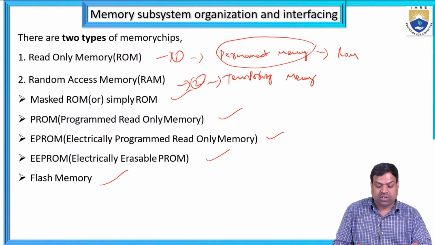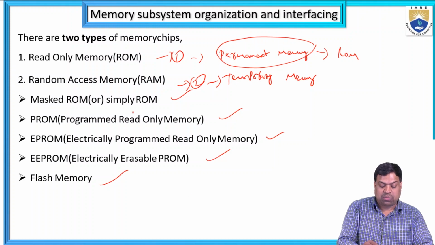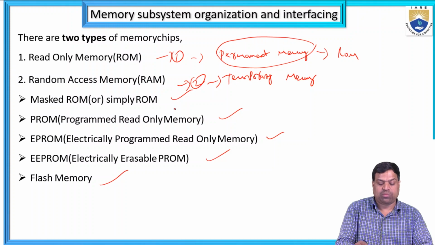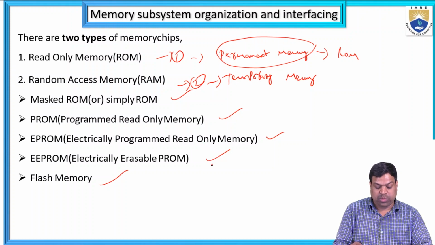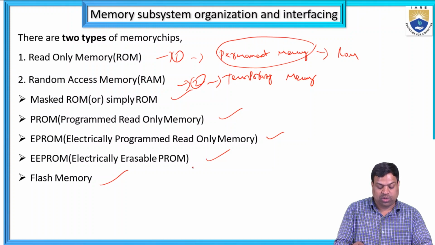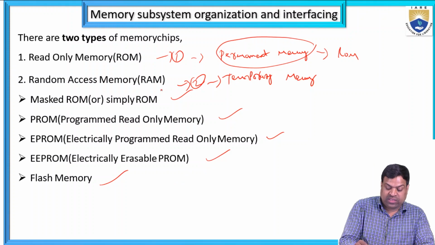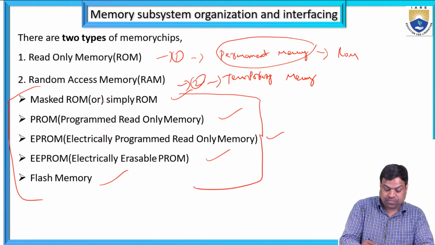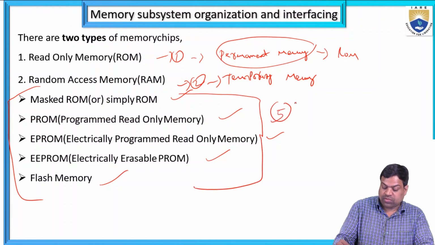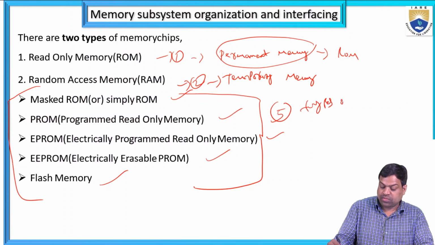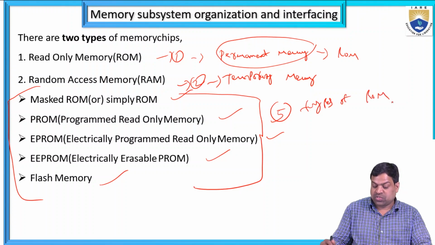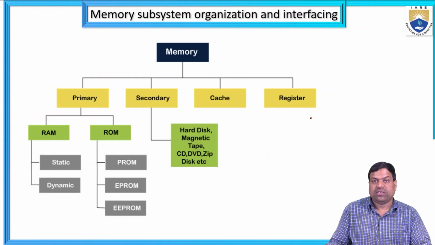What are the subtypes of read-only memory? Masked ROM, or simply ROM; PROM, programmable read-only memory; EPROM, electrically programmable read-only memory; EEPROM, electrically erasable programmable read-only memory; and flash memory. These are the subtypes of ROM. Each one we will discuss later.